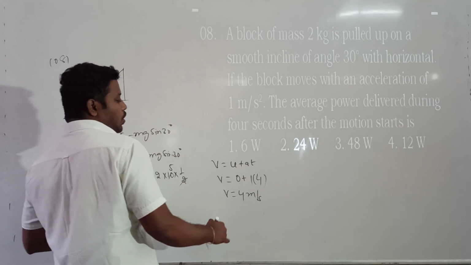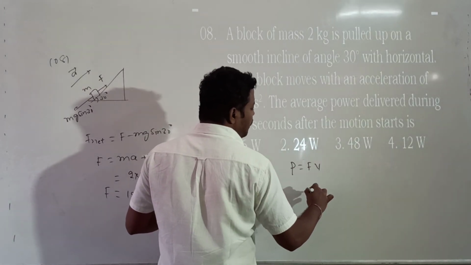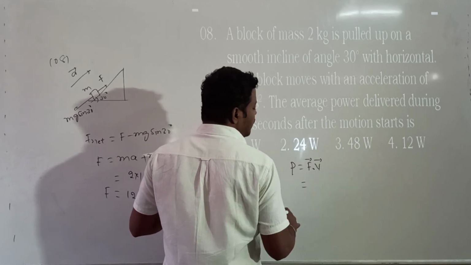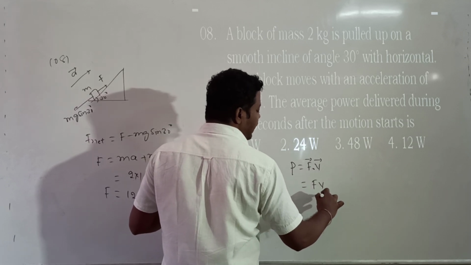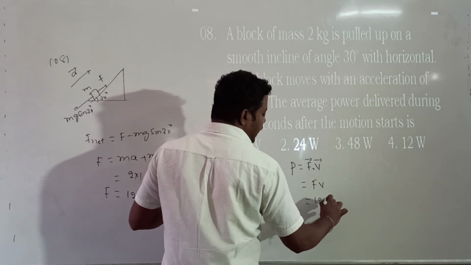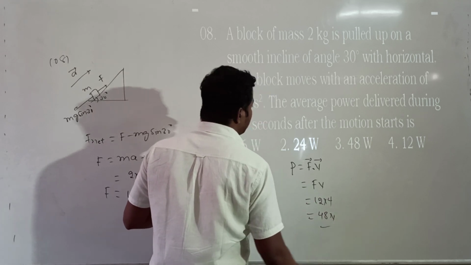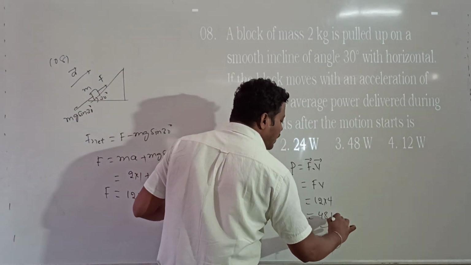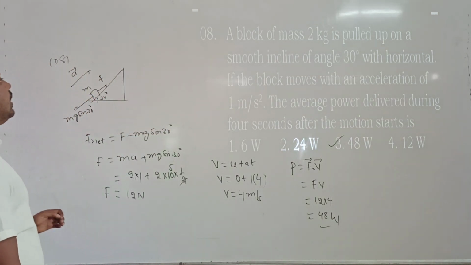When I know the velocity, what is the power? Power is the dot product of force and velocity. In what direction is the body moving? The force applied and the velocity are both in the same direction. So I get F times v, 12 into 4. How much is the answer? 48. This is an important question. So which option is it? This is 48 watts, power. 48 watts. This is question number 8. Okay, next one.